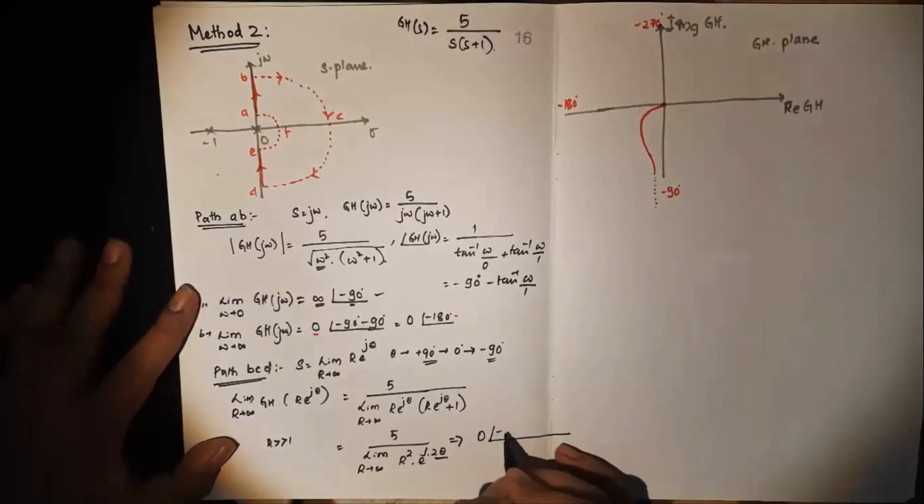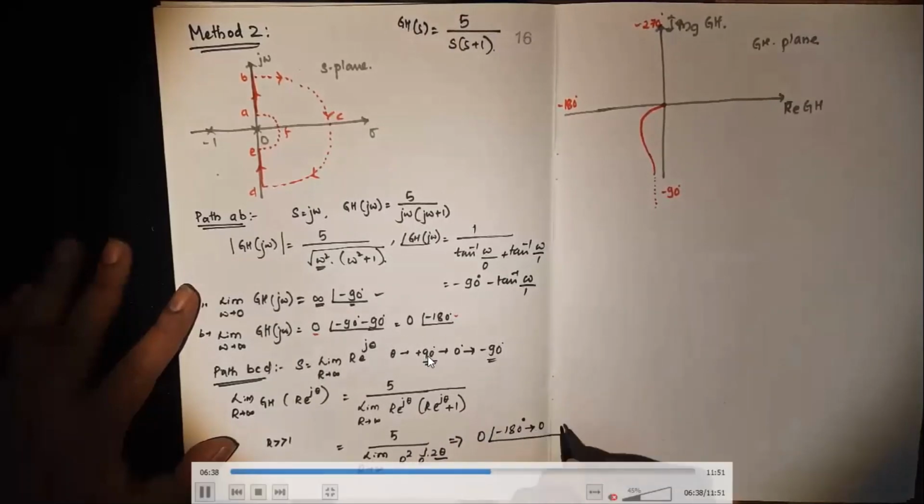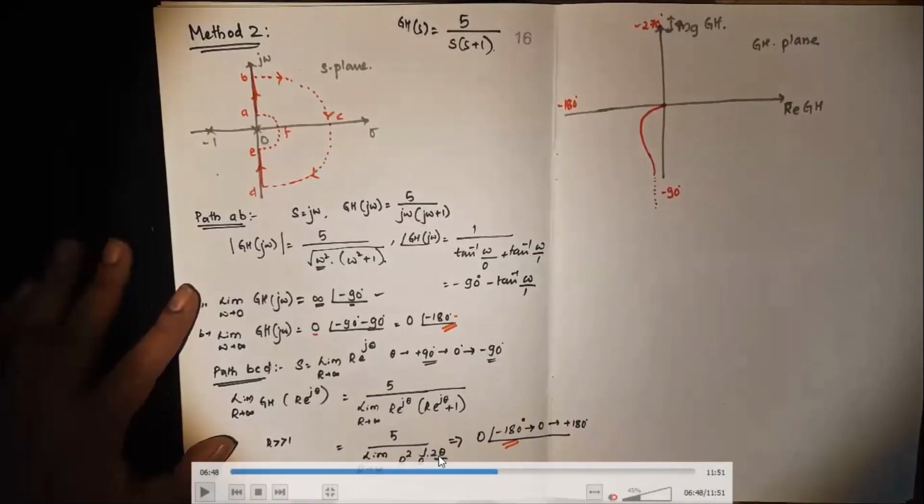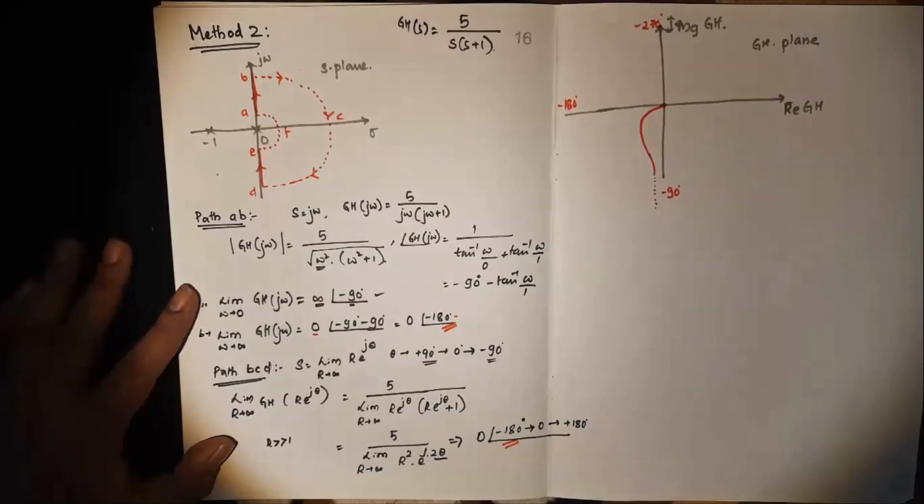Minus 2 theta means minus 2 into 90 degrees, minus 2 into 0 degrees, minus 2 into minus 90 degrees. I repeat, this 2 theta, when it goes to the numerator, it will become minus 2 theta. So wherever we have theta, we need to substitute all these three angles. So minus 2 into plus 90 degrees is minus 180 degrees. Minus 2 into 0 degrees is 0 degrees. Minus 2 into minus 90 degrees is plus 180 degrees.